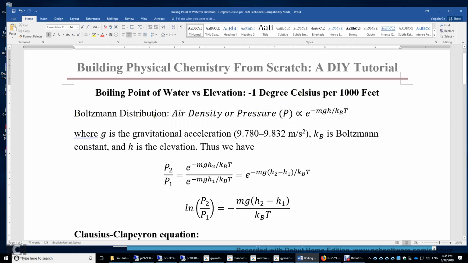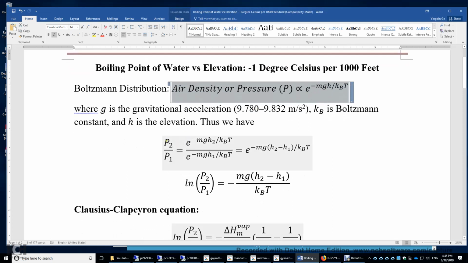So first, let's look at the Boltzmann distribution. It tells us the air density or pressure is proportional to this exponential function. M is the average mass of the air molecule. g is the gravitational acceleration. h is the elevation, and kB is the Boltzmann constant. T is the temperature. From this, we can get the ratio of pressures to be this equation.